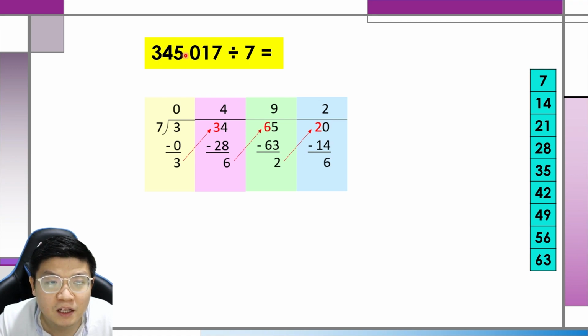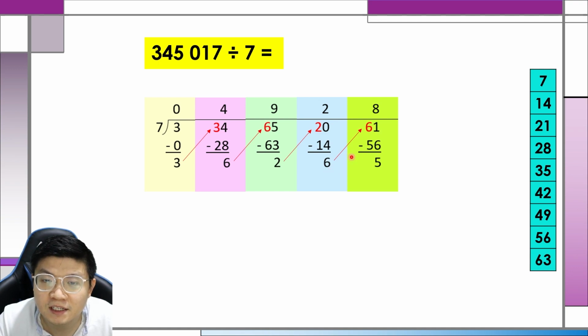Okay. Next one, I move forward to the digit of 1. So I combine with the remainder 6, becomes 61. So look for the table. The closest I can choose is 56, which is 7 times 8, 56. So subtract it, I get 5.